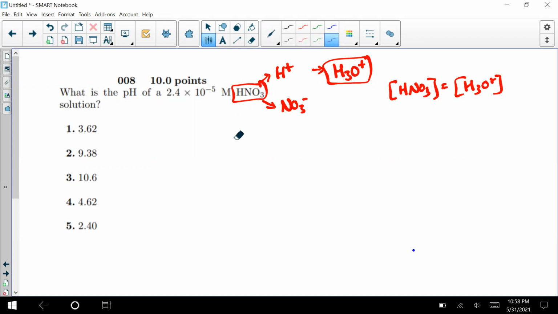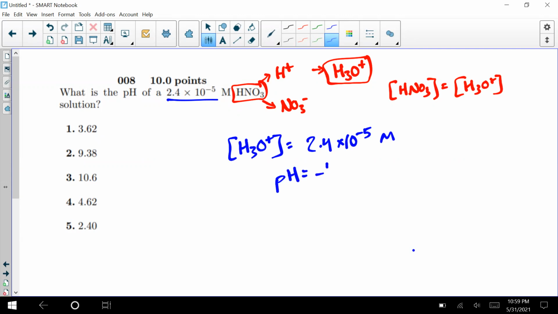So for this one, my concentration of H3O plus is going to equal my concentration of the acid, which is 2.4 times 10 to the negative 5th. And now that I have this, I'm just going to solve for pH. So let's use formula number 1. pH is negative log of 2.4 times 10 to the negative 5th. Negative log of 2.4 e negative 5 gives me a pH of 4.62. So we can see it matches right there.